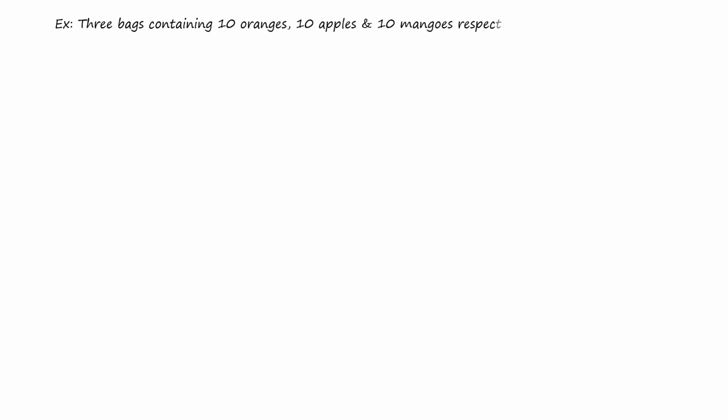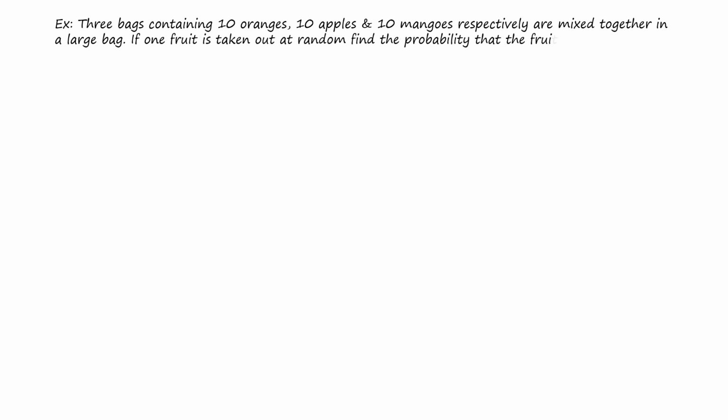Three bags containing 10 oranges, 10 apples and 10 mangoes respectively are mixed together in a large bag. If one fruit is taken out at random, find the probability that the fruit is first bit an orange, second bit an apple and third bit not an apple.